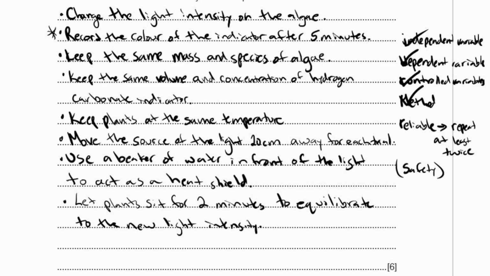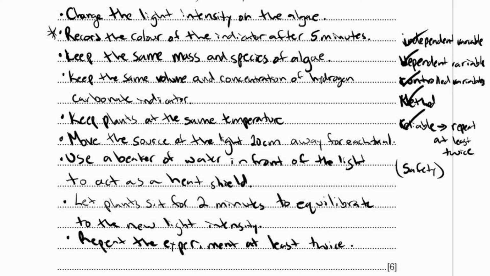And now here's the free mark. I call it the free mark because it's something important for pretty much any experiment. How do you make your experiment reliable? Well, you repeat the experiment at least twice. So you repeat the experiment at least twice, right? Because you do the experiment once and then you repeat it twice, that means you've done it 3 times. Okay, so that is reliability.